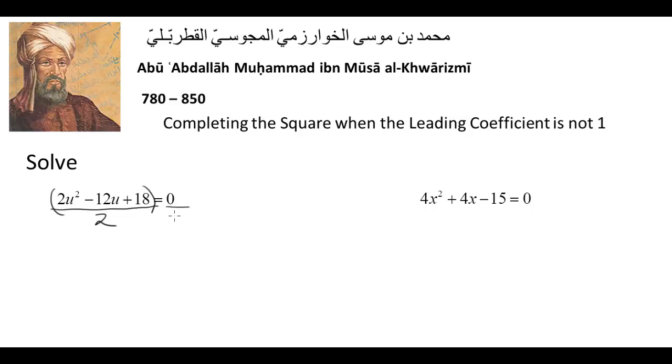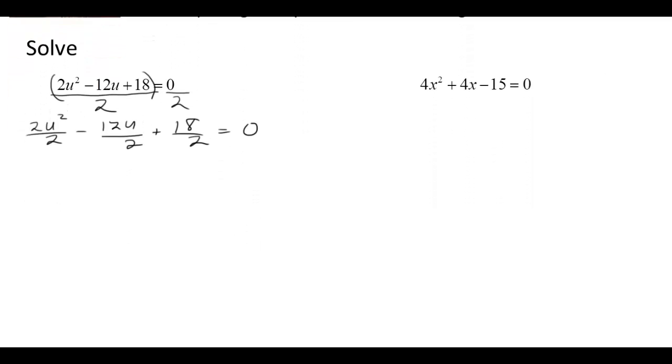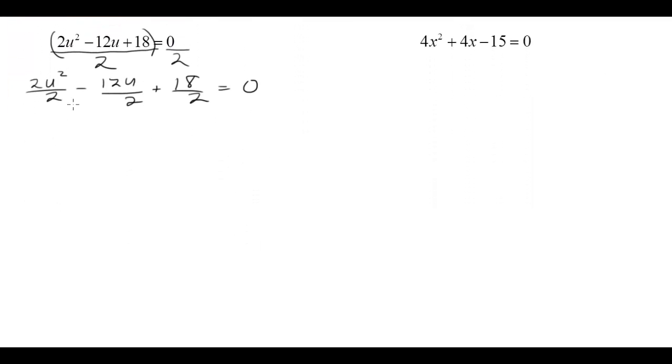If I divide the left-hand side by 2, well, I have to divide the right-hand side by 2. I distribute the division, right? And I get 2u squared over 2 minus 12u over 2 plus 18 over 2 equals 0 divided by 2, which is, of course, 0. Doesn't matter what I divide 0 by, it's always going to be 0. And, of course, here's the beauty. I just reduced this problem to a problem I do know how to solve, because 2 divided by 2 is 1. My leading coefficient is going to be 1, and I do know how to solve this.